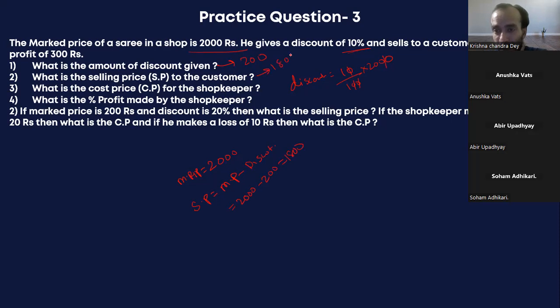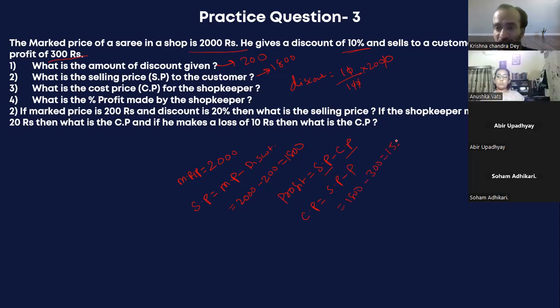But it is also given that he makes a profit of 300 rupees. We know profit is nothing but selling price minus cost price. He has sold at a higher price than he bought. So cost price will be selling price minus the profit. Selling price is 1800 minus the profit given in the question, 300, which is 1500. So 1500 is the cost price.